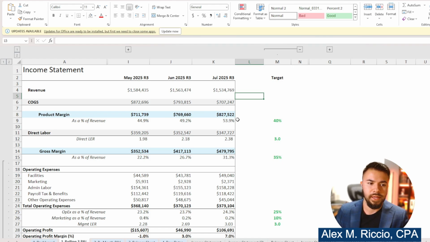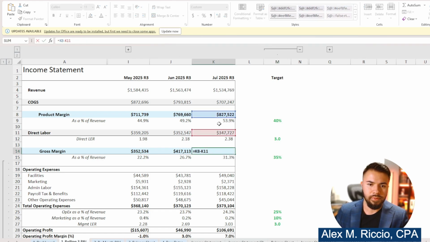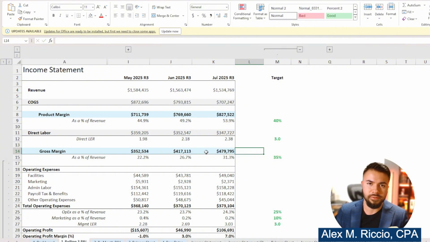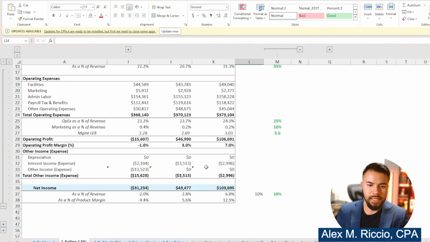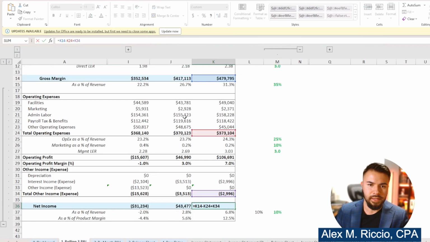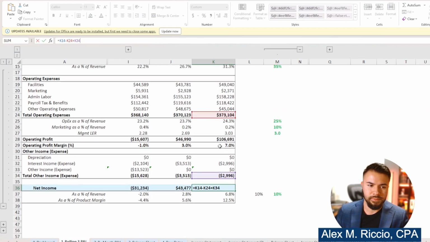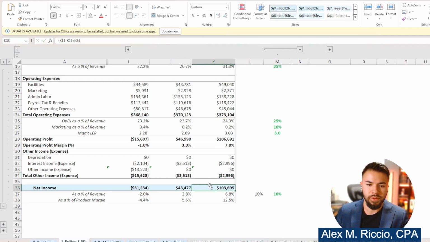Now, for gross margin, this target is a bit lower than the target for the industry. Taking the product margin of $827,000 and subtracting the direct labor got us to the gross margin of $479,000. And lastly, our net margin at $103,000 after considering the gross margin minus the operating expenses minus any other income and expenses got us to the end result of $103,000, which was below our target net income margin of 10%.